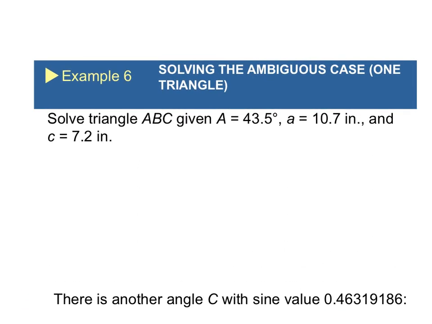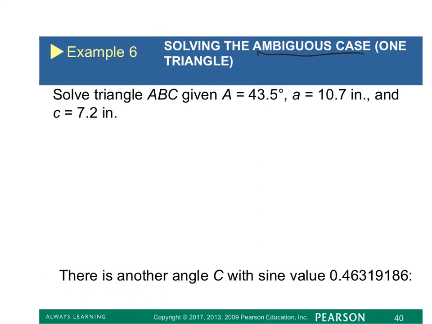He's going to show us the ambiguous case with 1 possible triangle, and you'll see why there's only going to be 1. Let me draw my A, B, and C. What am I labeling? A was 43.5.